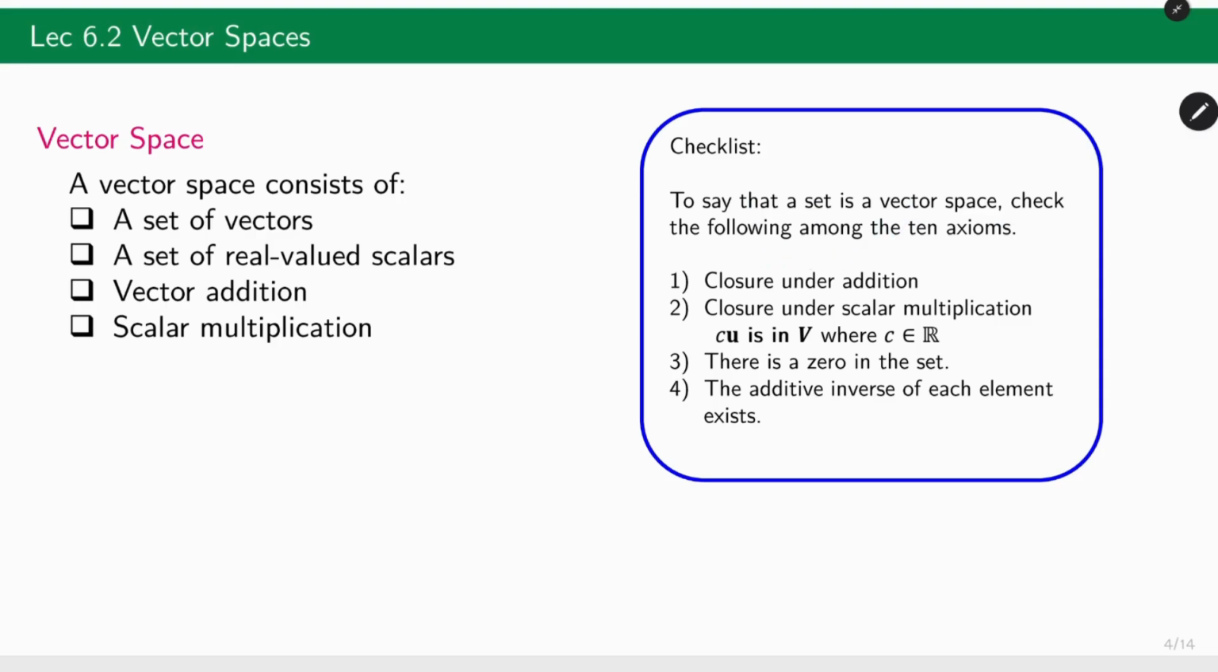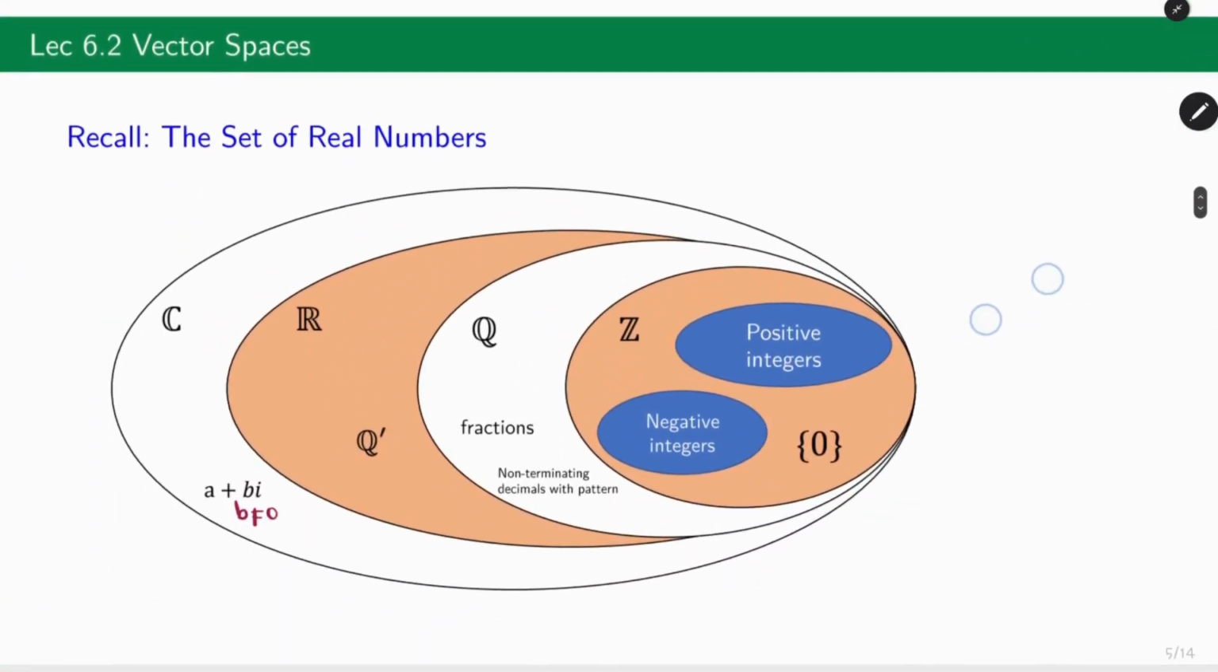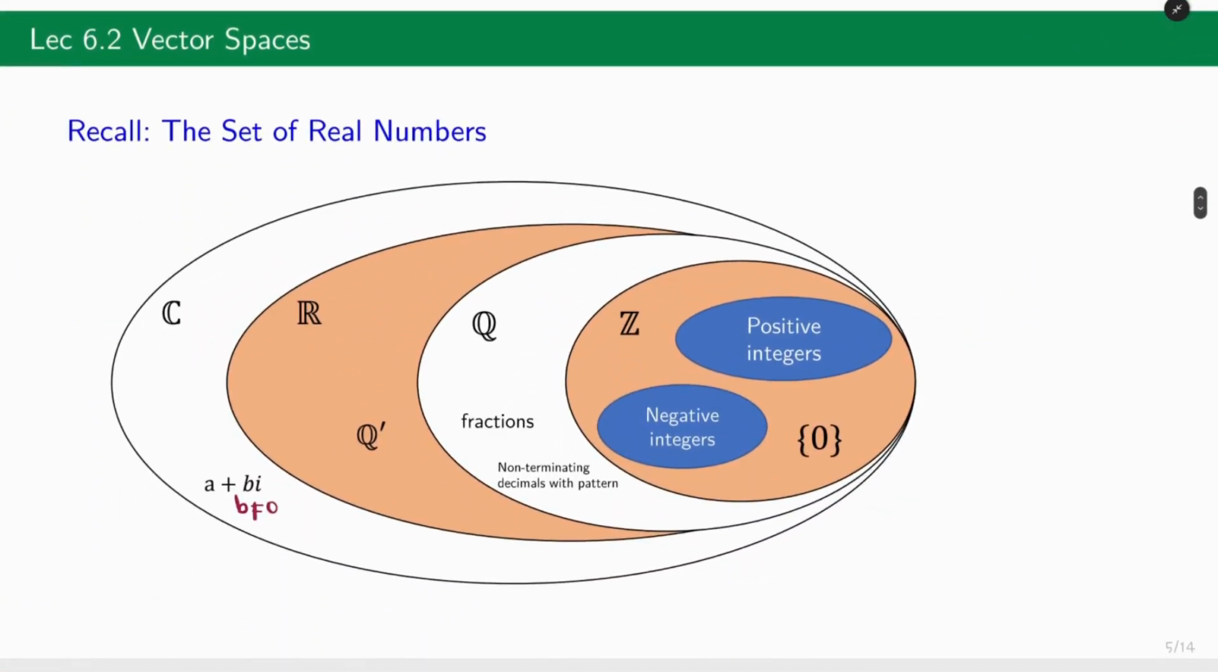Let's do this. But before that, let us have a quick recall on the set of real numbers. Okay, we start from the complex set. The complex set involves the real numbers and the imaginary numbers. a plus bi, where b is not equal to 0. Those are the imaginary numbers.